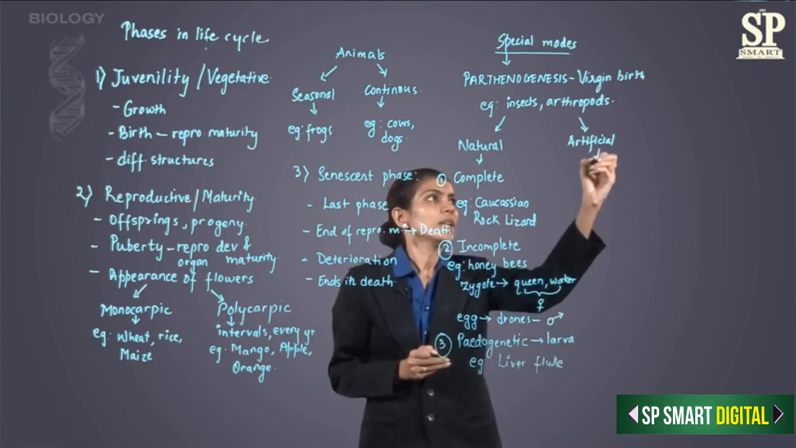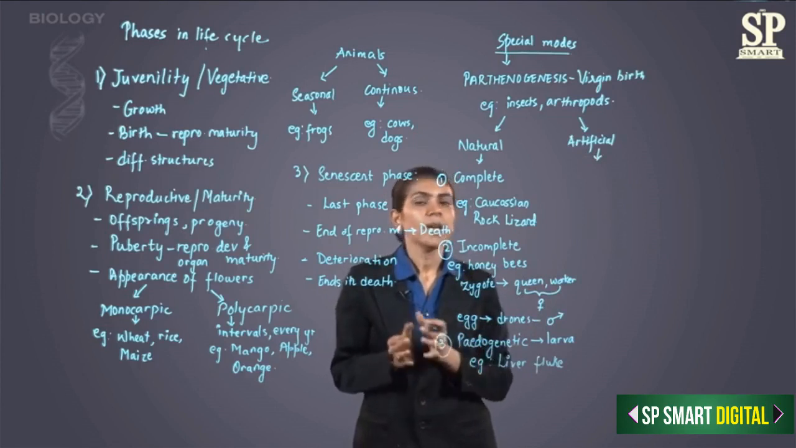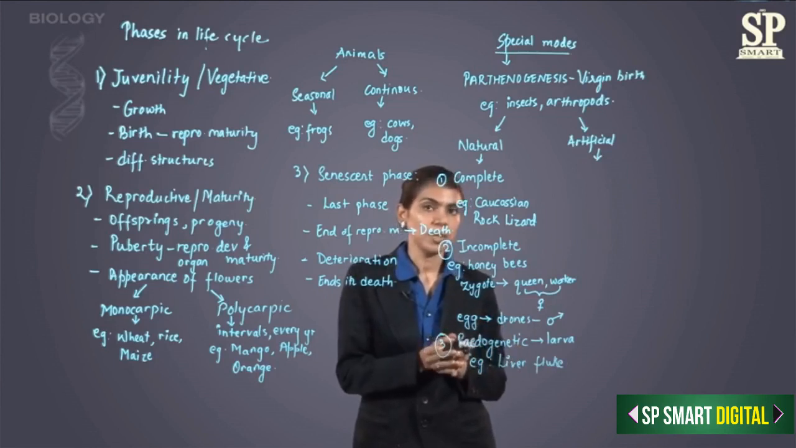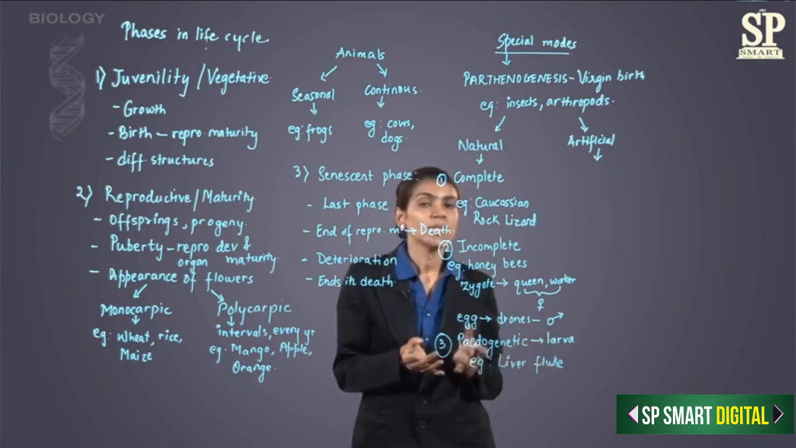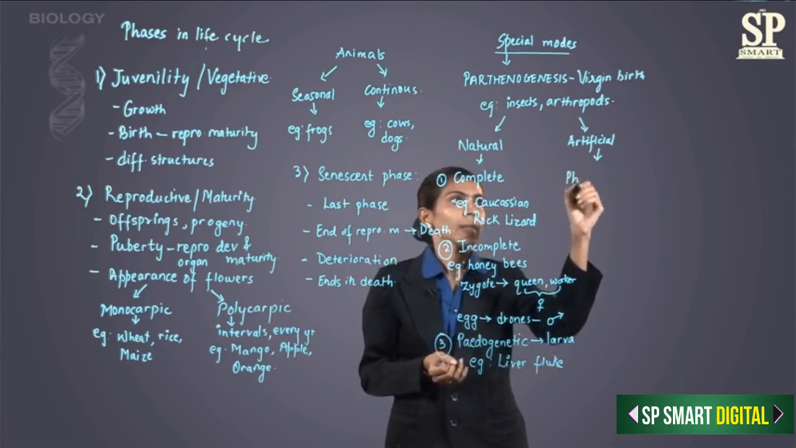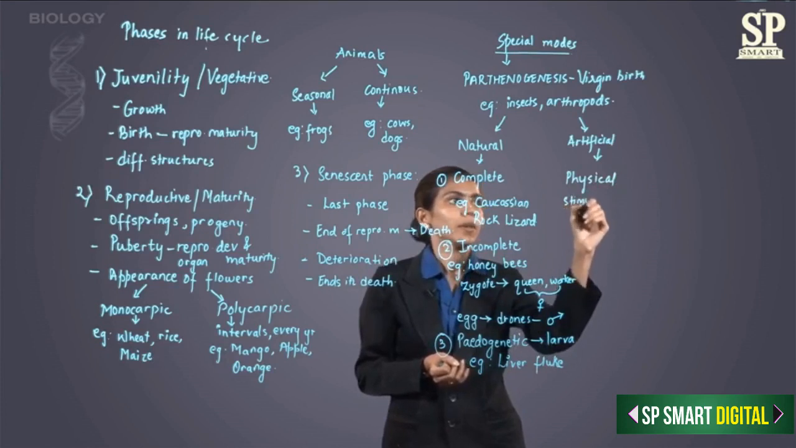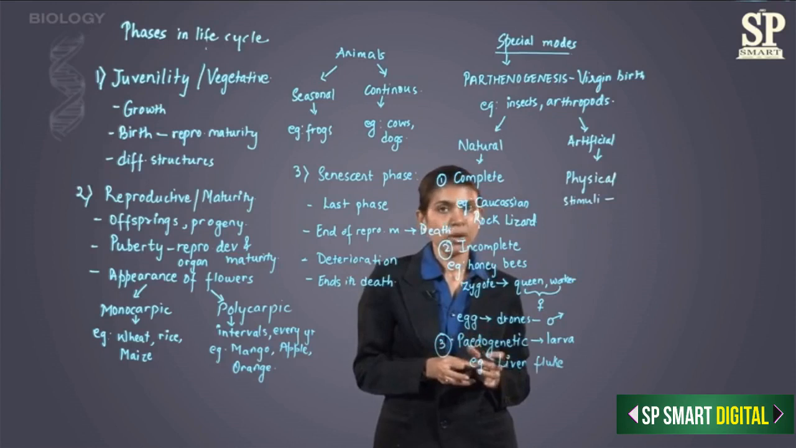Now coming on to artificial parthenogenesis. Artificial parthenogenesis is one wherein the egg will be induced to develop into a new individual by artificial means. The egg is not developing into the new individual naturally. It is being stimulated. Now these stimuli may be of two kinds: the physical stimuli. The physical stimuli would include something like change in the temperature of the surroundings of the organism, or change in the pH, or giving electric shocks.